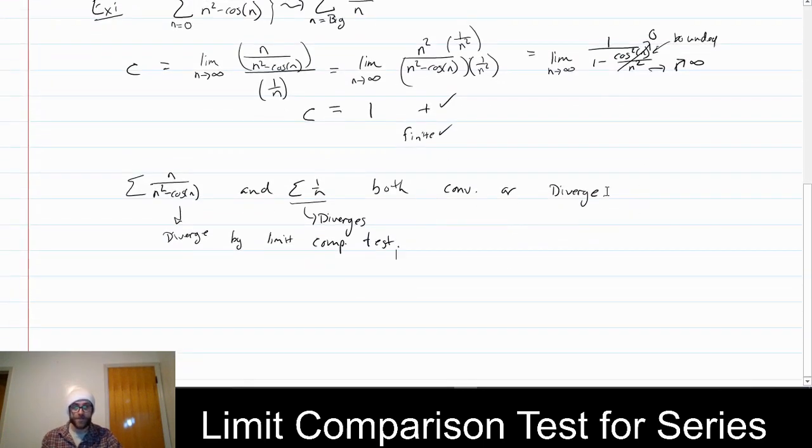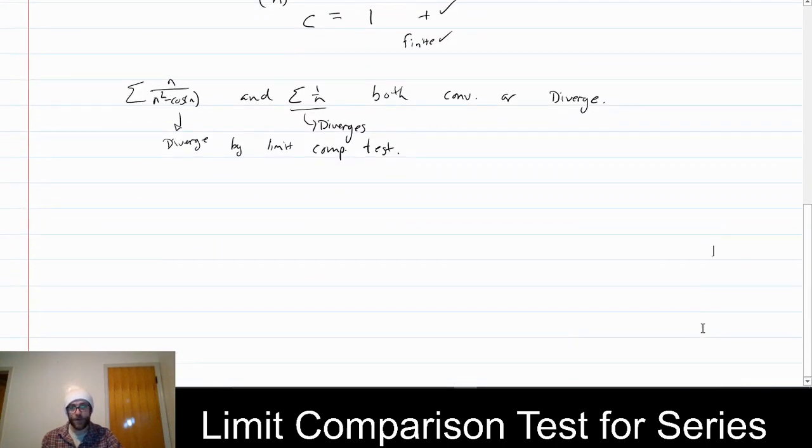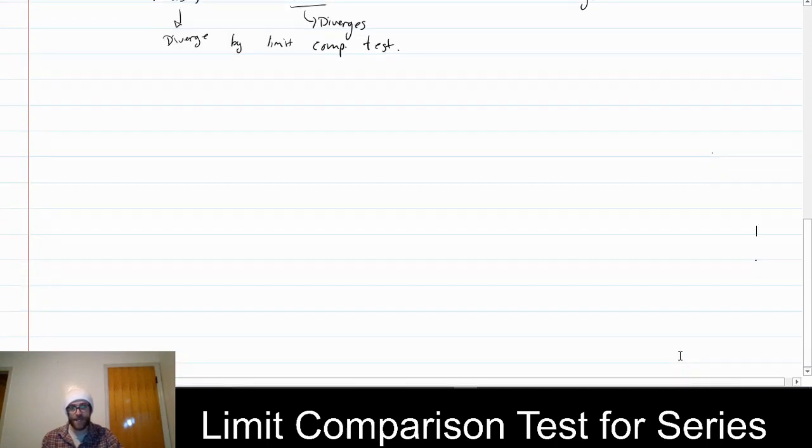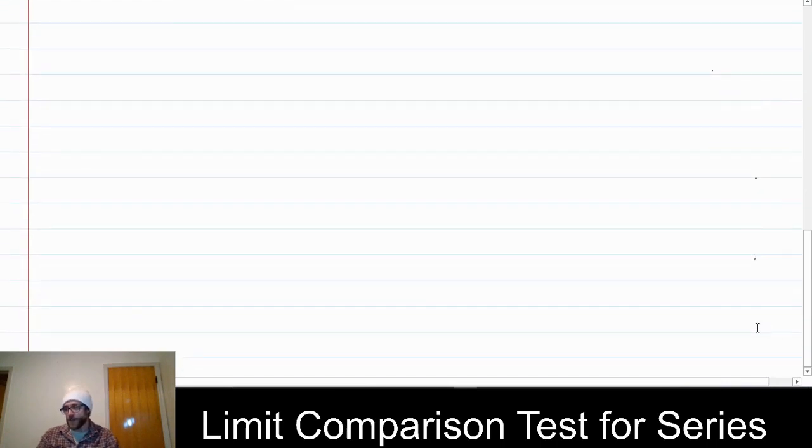All right, now let's look at another one. We could do 1 over 4 to the n minus n, or I think it was 4 to the n plus n, but let's look at a different one and see how that compares. Let's look instead at the sum of 4n squared plus n over the cube root of n to the 7th plus n cubed, where n goes from 2 to infinity.